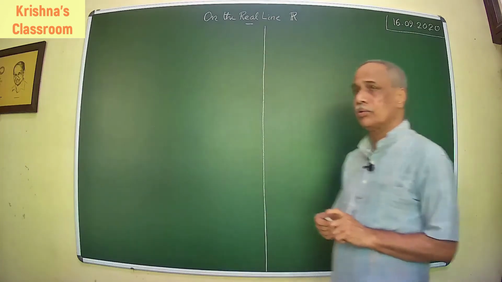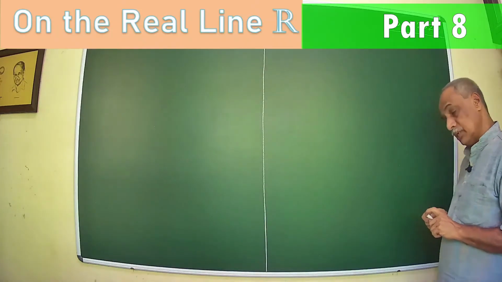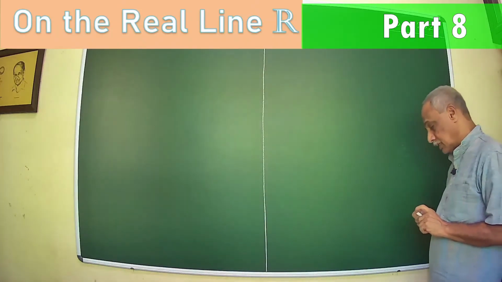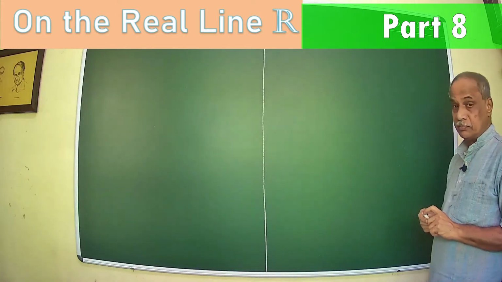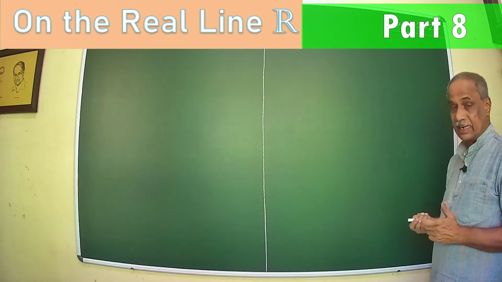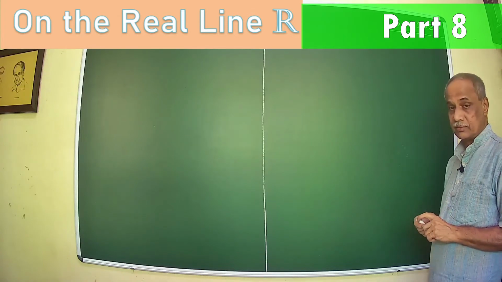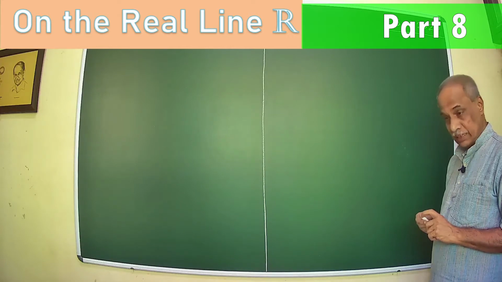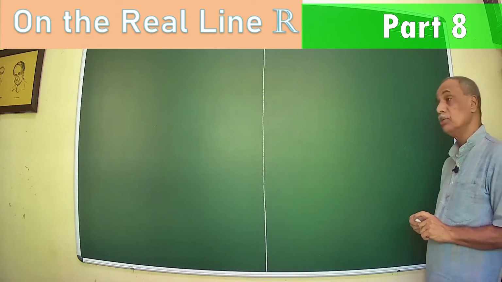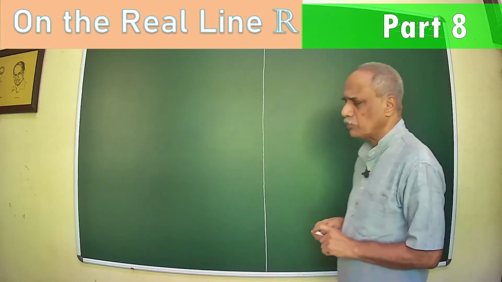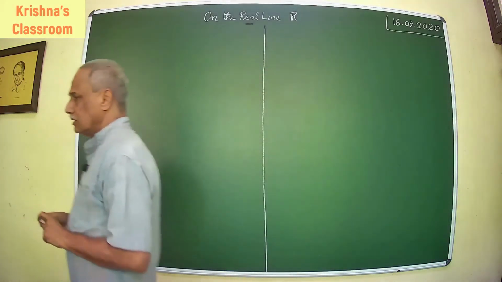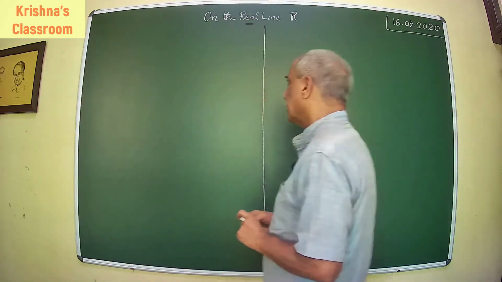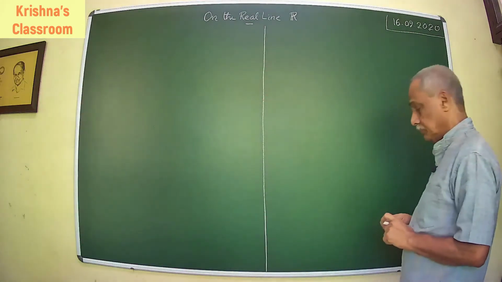And before I go to introduce the real number system, we've already done positive rationals, what we call Q plus. Now, what we want to do is to introduce R plus, the so-called positive real numbers. But before that, I want to make some remarks on what I said yesterday.